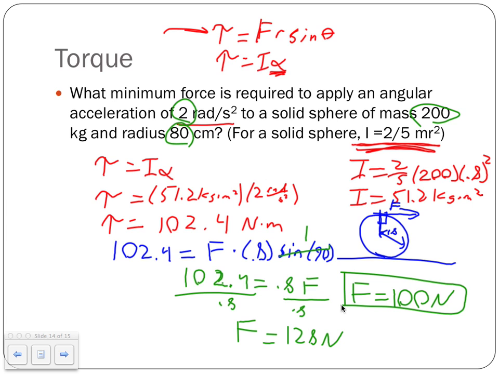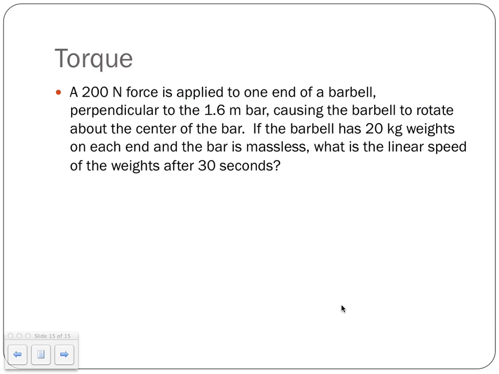Okay, so let's look at another torque problem. A 200 Newton force is applied to one end of a barbell, where the force is perpendicular to the 1.6 meter bar, causing the barbell to rotate about the center of the bar. If the barbell has 20 kilogram weights on each end and the bar is massless, what is the linear speed of the weights after 30 seconds?